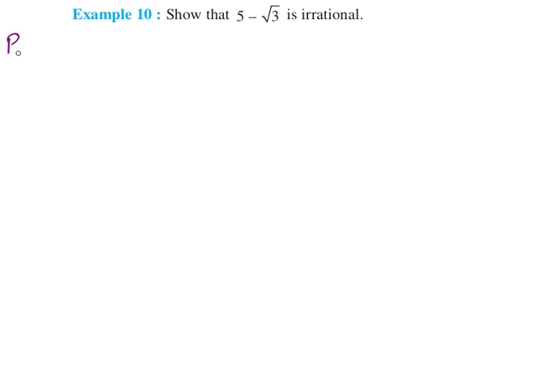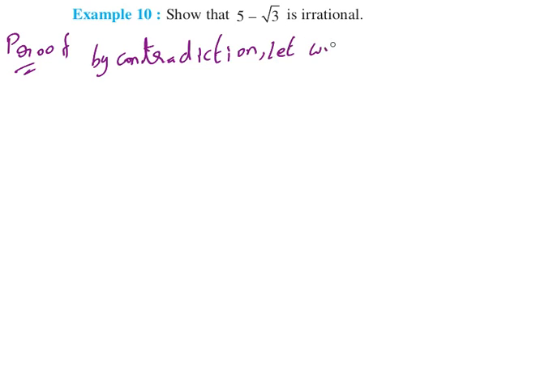So what will we take? We have to prove that 5 minus root 3 is an irrational number. So by contradiction, we'll assume that 5 minus root 3 is a rational number.